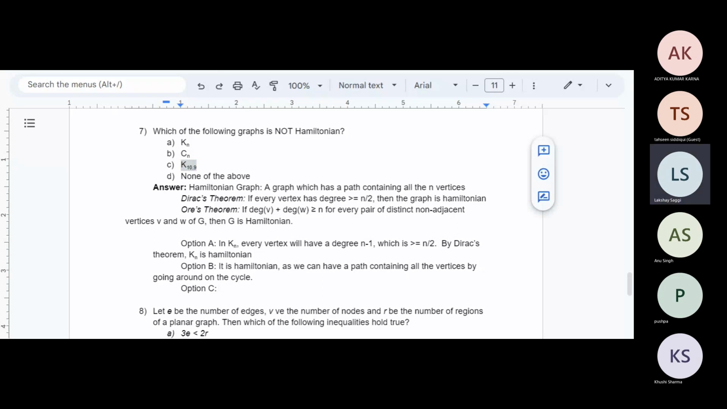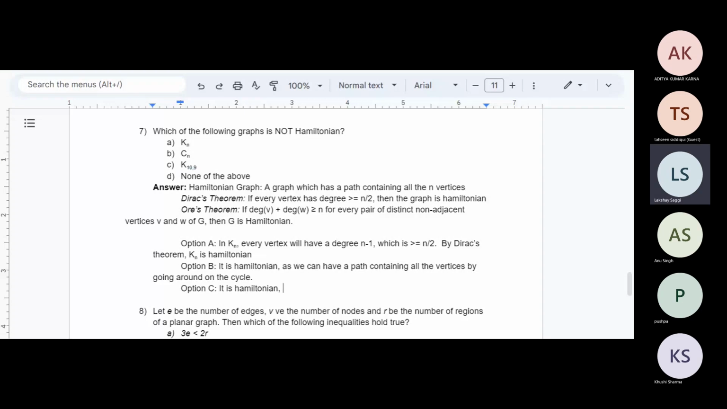Did you just do it by elimination? That was a guess, because options A and B were actually Hamiltonian, so maybe option C. But you can see that it is also Hamiltonian. So the correct answer is none of the above. So why is it Hamiltonian?